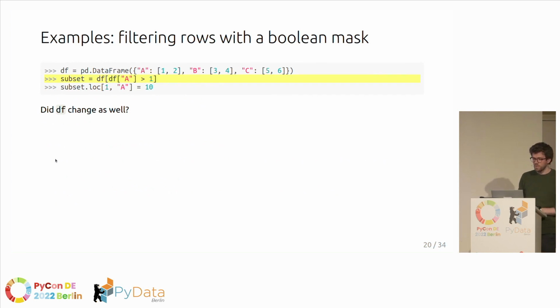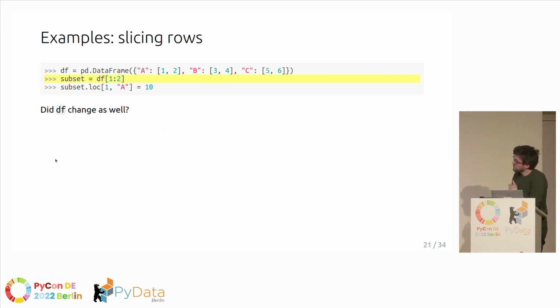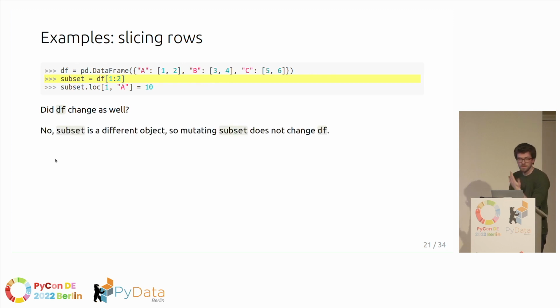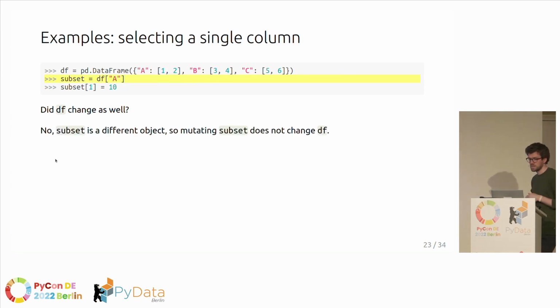Getting back to our examples, again the same question: changing the subset data frame, does it also change the parent data frame? If you apply this proposed rule, then the answer is no, because subset is a different object, and mutating subset will not change another object, df. And then for all those examples, we can give the same answer. No, it's a different object, so it will not change the original data frame. Same here, and same for the last case as well.